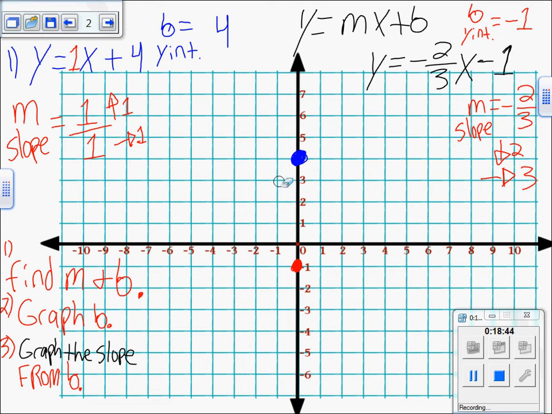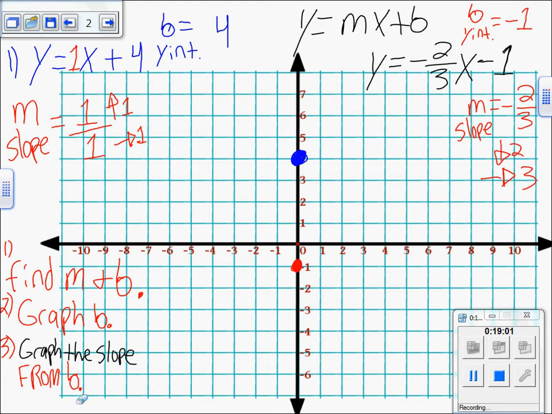So now step 2 was graph the y-intercept, graph b. We already did that. That's the blue dot. So we're on to step 3. Step 3 says graph the slope, being up 1 over 1. Graph that for the reason we said earlier. Go hit rewind if you forget why. Graph the slope. So that's up 1 over 1.